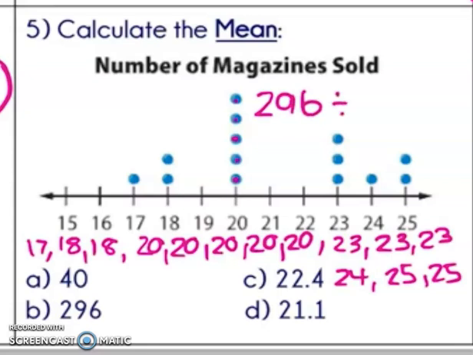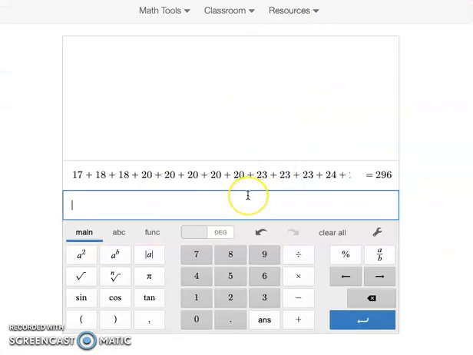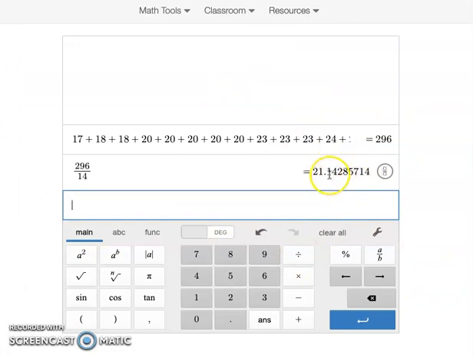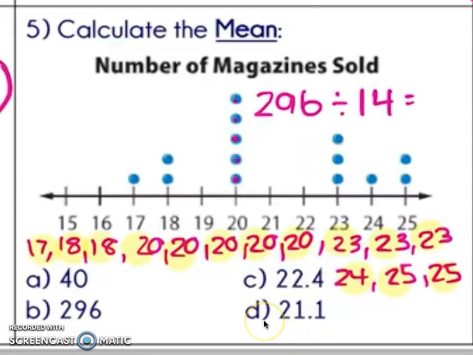We're going to divide by how many pieces of data that we have. So we added up 1, 2, 3, 4, 5, 6, 7, 8, 9, 10, 11, 12, 13, 14 numbers. So I'm going to take my 296 and divide it by 14. And again, we can put that back in our calculator. So I've got my 296 divided by 14, and I get 21.142. So if I go back to my work here, I see that it's rounded to the nearest tenth, so it is a 21.1.